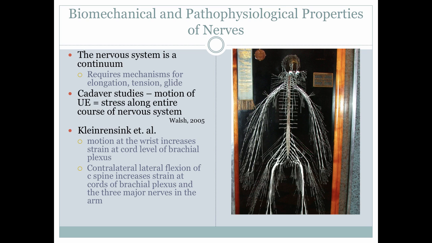Kleinrensink et al. showed that motion at the wrist increases strain at the cord level of the brachial plexus, and that contralateral lateral flexion of the cervical spine increases strain at the cords of the brachial plexus and the three major nerves in the arm. Again, this just shows us the challenge that we have when we're doing a neurodynamic assessment, because I would say it's not likely that we're just stressing any one particular nerve when we're applying these tests.